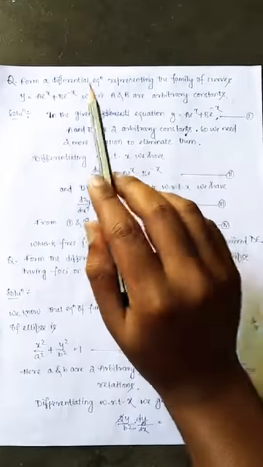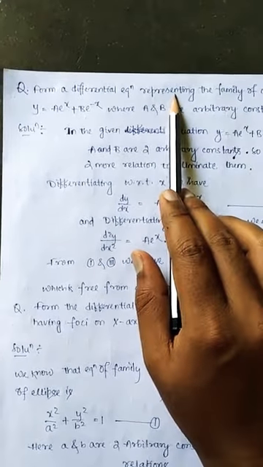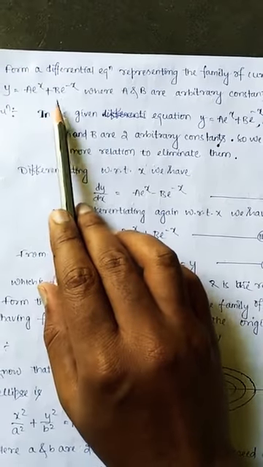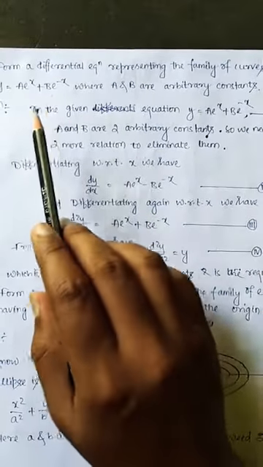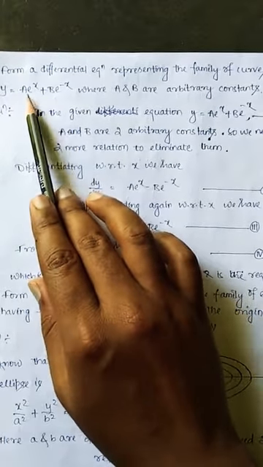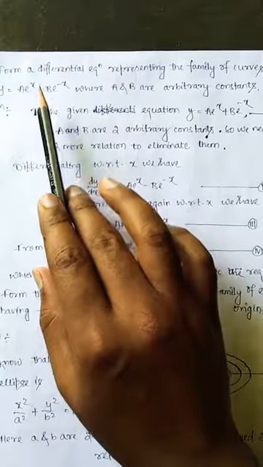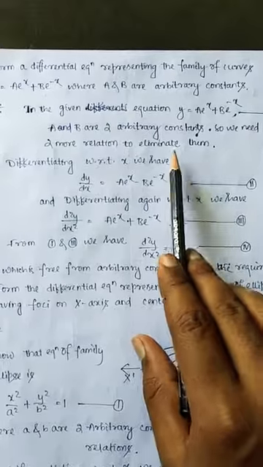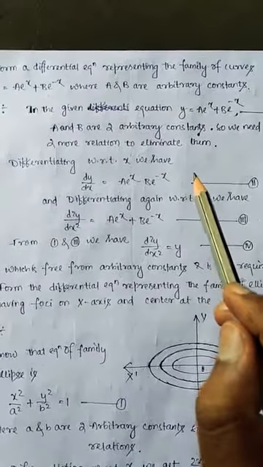Okay, we will do some more examples. Here it is given, form a differential equation representing the family of curves y equal to a e to the power x plus b e to the power minus x, where a and b are arbitrary constants. So here how many arbitrary constants are present? Two arbitrary constants, that is a and b. So we need three relations. That means the original function 1 itself and two derivatives, first order derivative and second order derivative. That's why I have written we need two more relations to eliminate the arbitrary constants a and b.